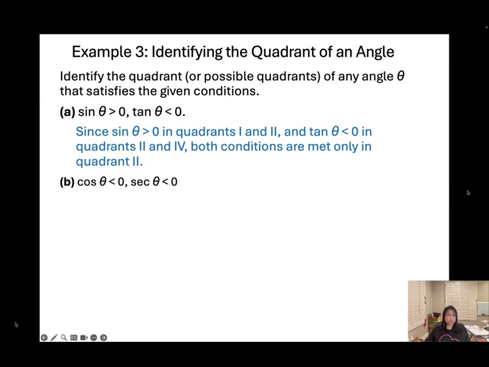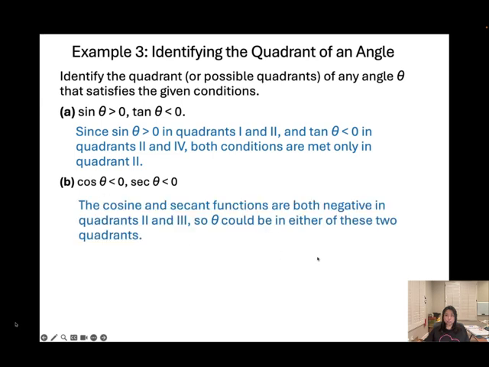I want you guys to try the B. Okay, B. Cosine is negative, so negative will be quadrant 2 and quadrant 3, right? And secant will be the same as cosine. So to satisfy this given condition, you can have quadrant 2 or quadrant 3.